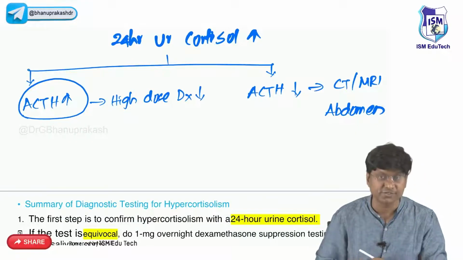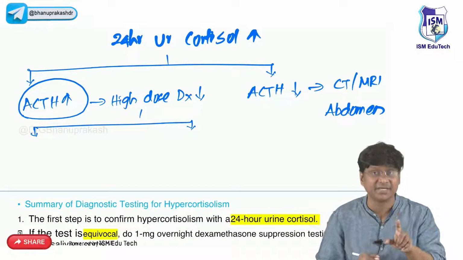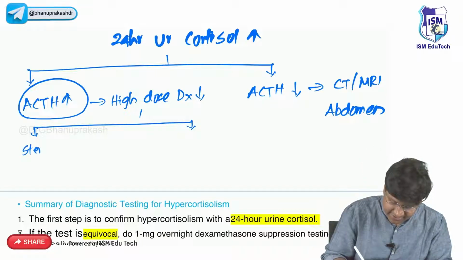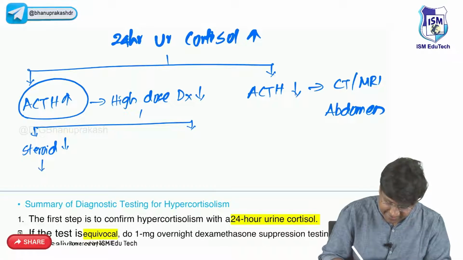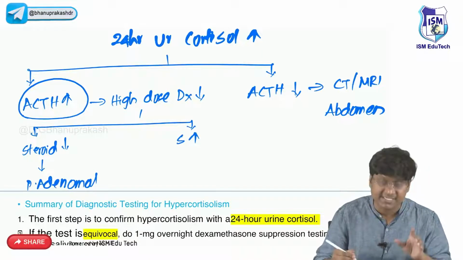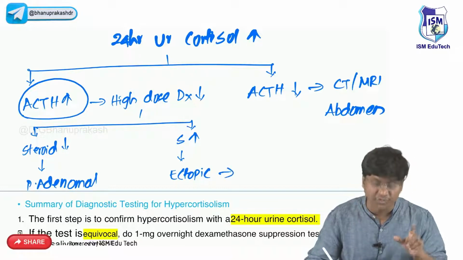High dose dexamethasone suppression test. Please remember that with high dose dexamethasone, if steroid levels are reduced, that tells you it is pituitary adenoma. And even with high dose dexamethasone, if steroid levels are still high, that means it is ectopic ACTH. And if it is an ectopic ACTH, what do you need to do?